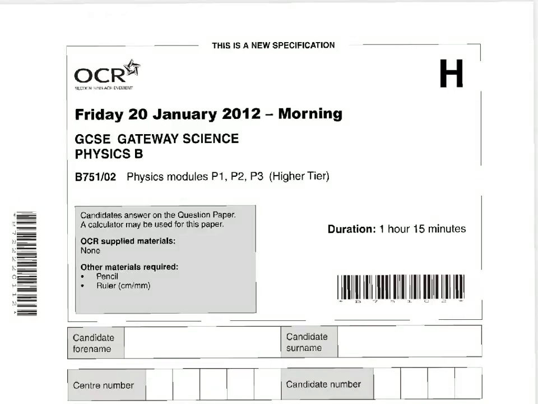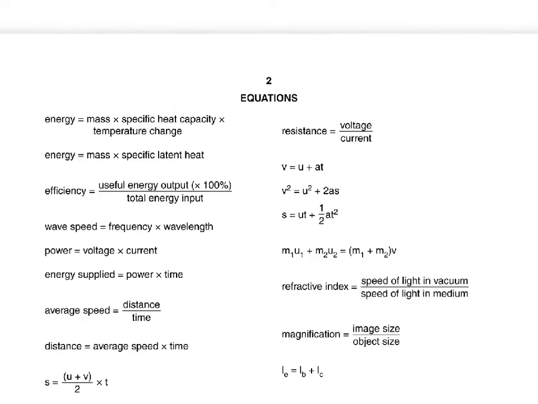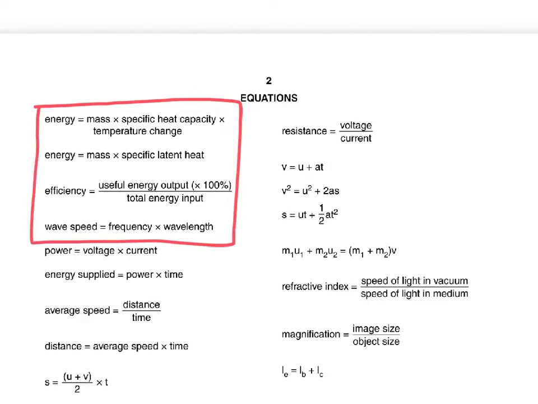Hello and welcome to this walkthrough for the OCR Gateway Physics, January 2012, Paper 1. In Section A of this paper, it's all about P1 and we're using these four equations at the top.